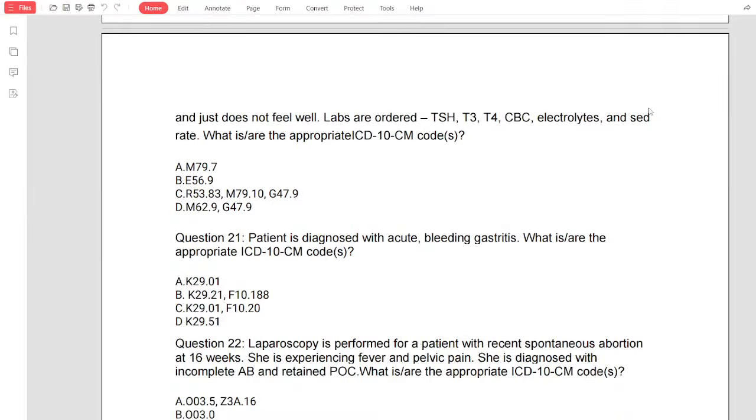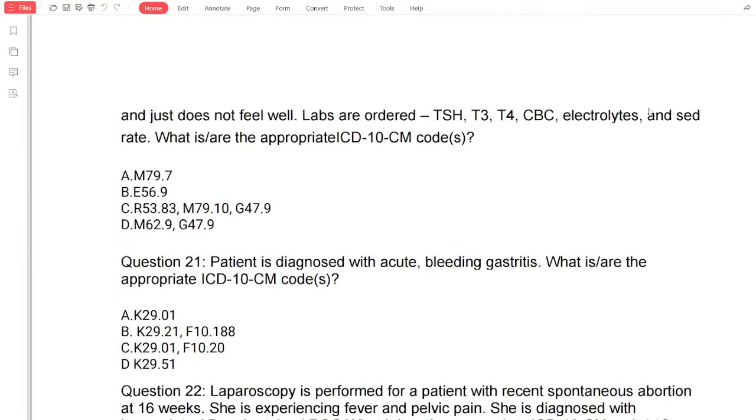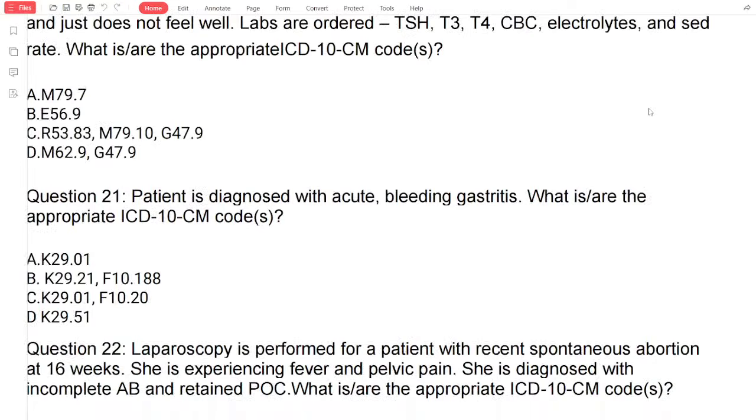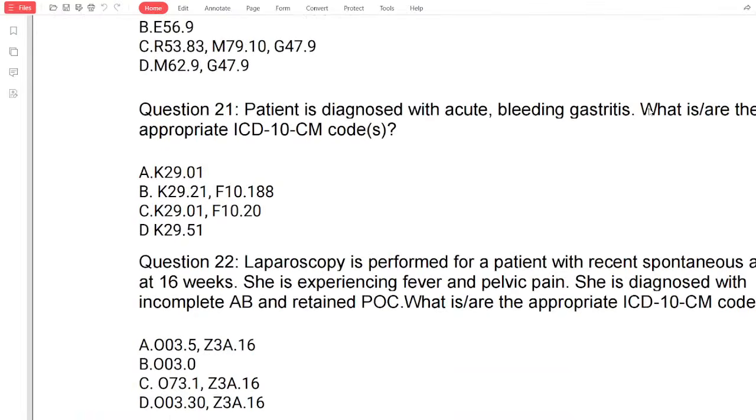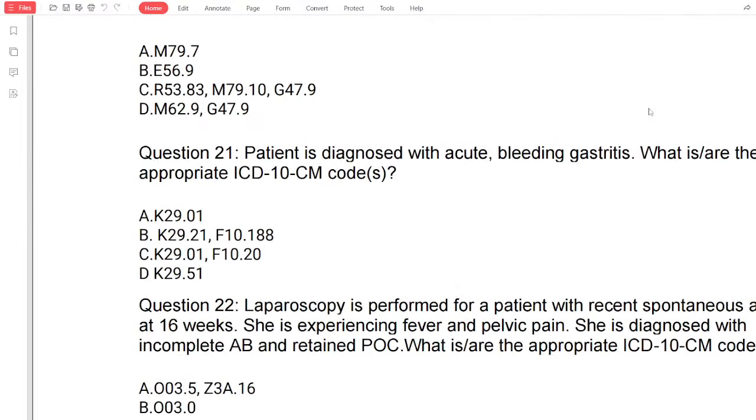Let us solve 21. A patient is diagnosed with acute bleeding gastritis. What are the appropriate ICD-10 codes? Patient is diagnosed with acute bleeding gastritis. So what will be the appropriate code for this encounter?